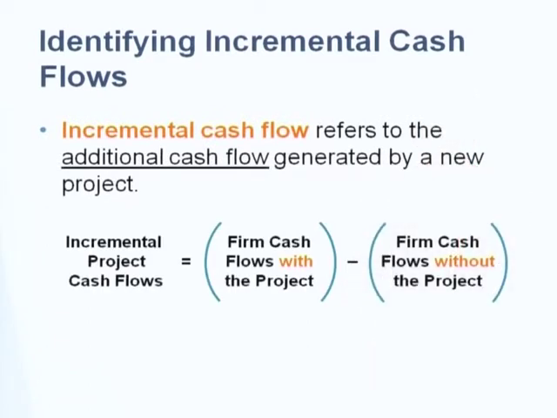So you need to identify incremental cash flow. Incremental cash flow refers to additional cash flow generated by a new project. So it equals the firm cash flow with the project minus the firm cash flow without the project. So with or without the project, what difference does it make in terms of cash? We will mention only incremental cash flow in this chapter, with or without the project.